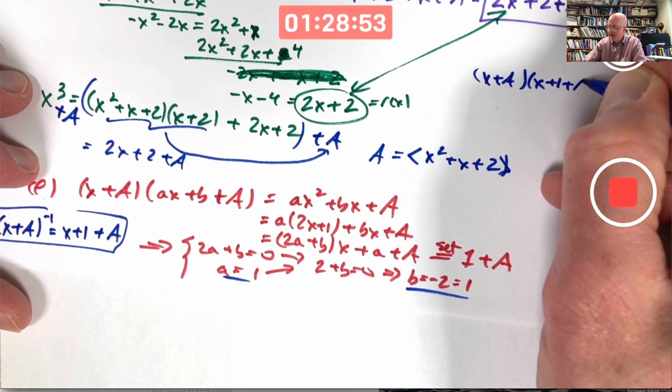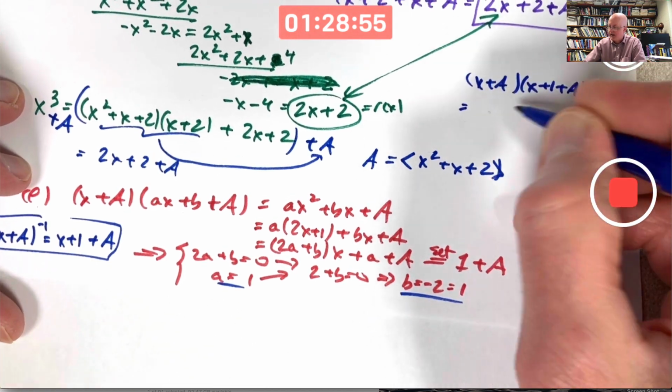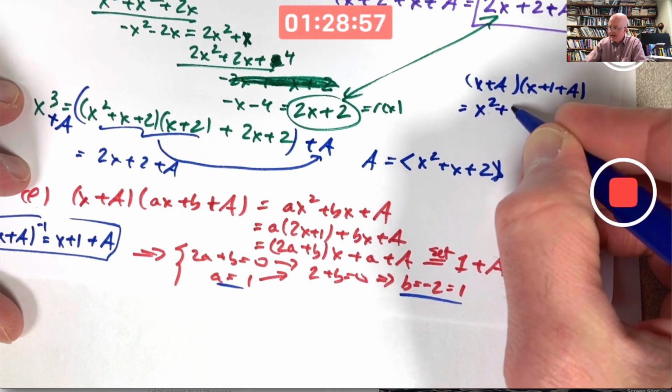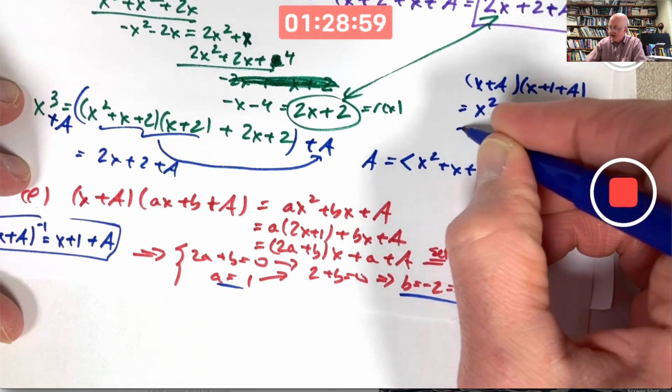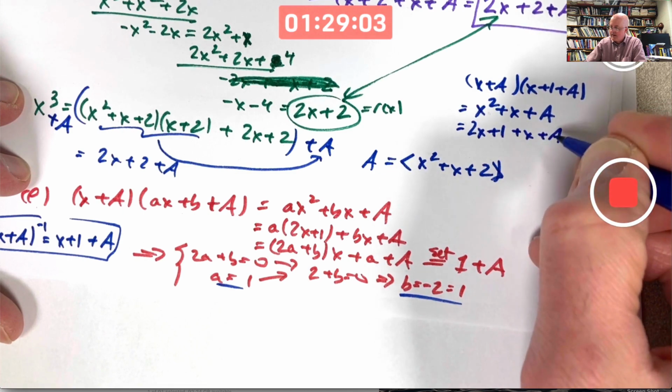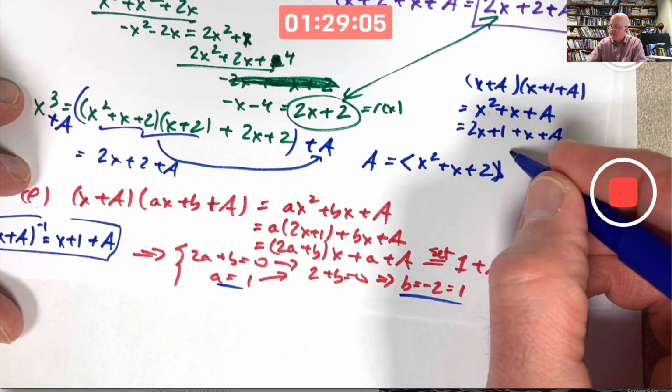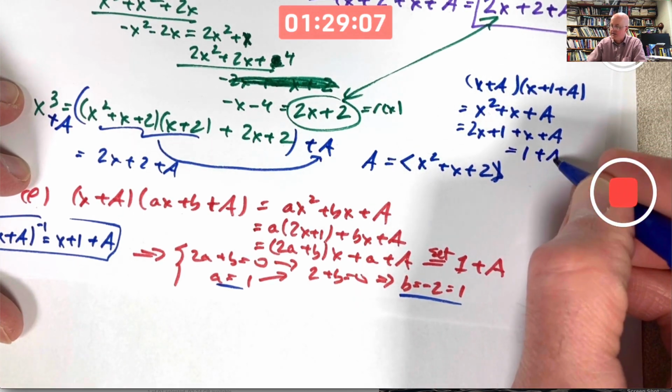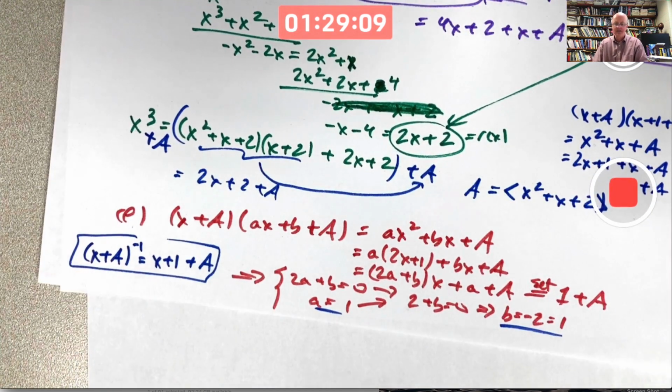I should maybe do a quick double check over here, say x plus A times x plus 1 plus A becomes x squared plus x plus A. Replace x squared with 2x plus 1. 3x gives you 0 mod 3, this simplifies to 1 plus A, which is the unity. So it checks, this is correct.